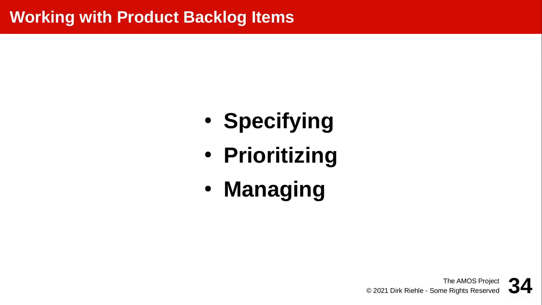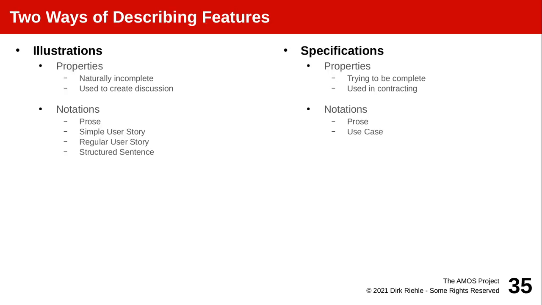With the product backlog in place and understanding that in the product backlogs the individual entries are individual features, we now need to ask, how do we specify, how do we prioritize, how do we manage those features in the product backlog? And you already know that we use user stories, but this is really only one way of doing it. To make this point more explicit, let me step back again and point out the two fundamentally different ways of describing features or specifying features.